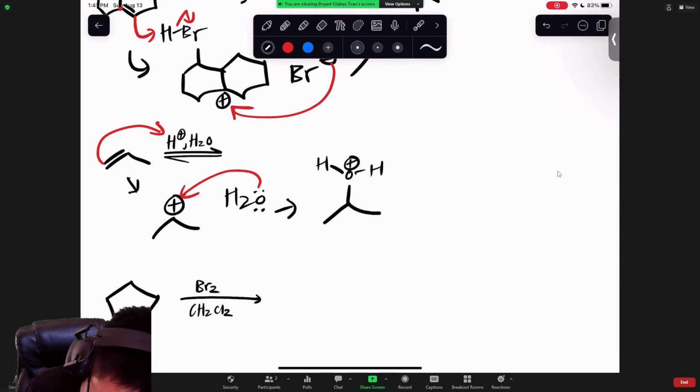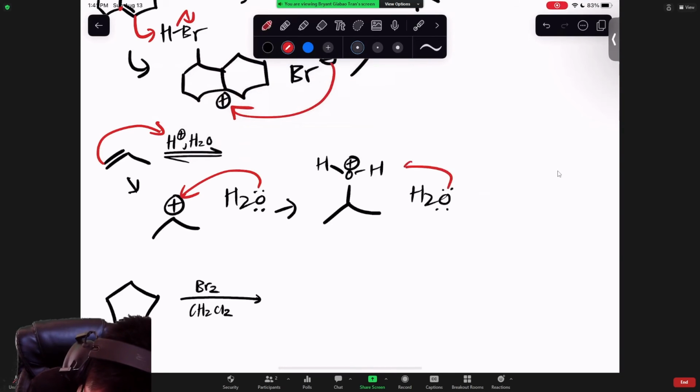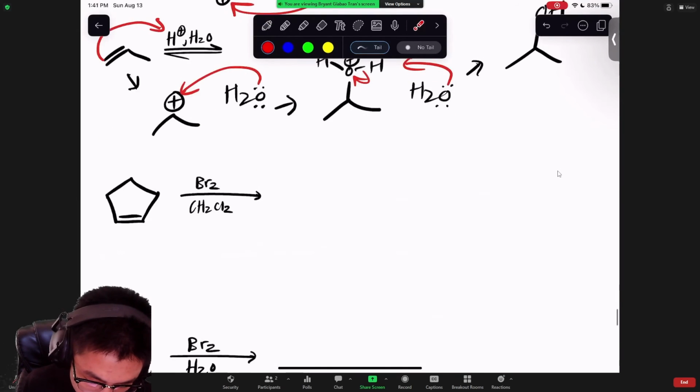And now the very final step here is to deprotonate this water molecule to neutralize it. Okay, now let's move on to the next one.